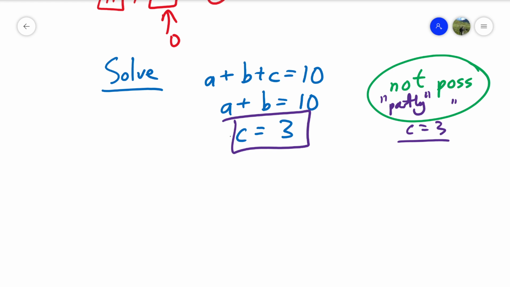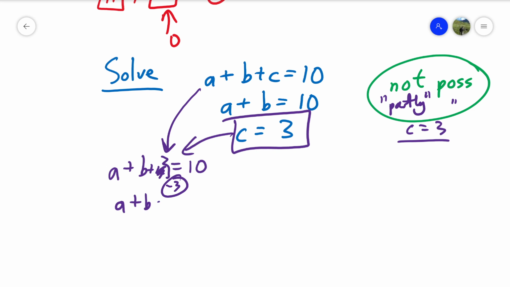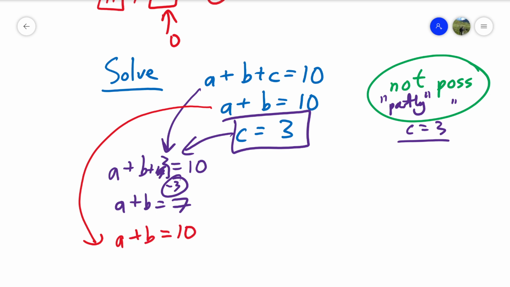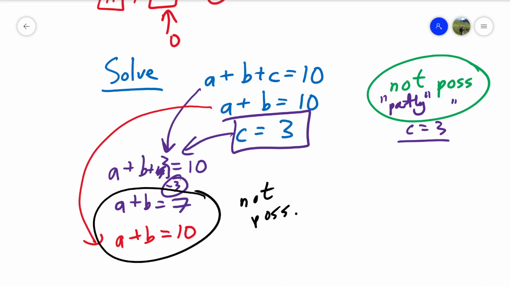Anyway, let's take that and put it into that equation. That means that a plus b plus c, where c is 3, equals 10. Minus 3 from both sides: a plus b equals 7. But wait a sec, we already know that a plus b equals 10. It's just not possible. Those can't both be true at the same time. Therefore, it's not possible. I've said not possible.